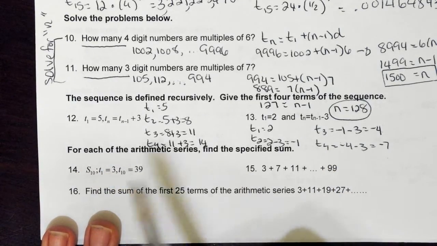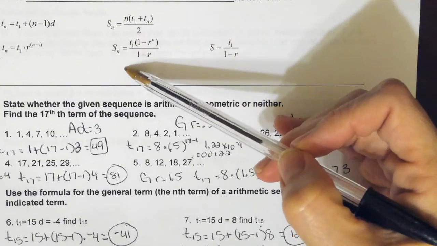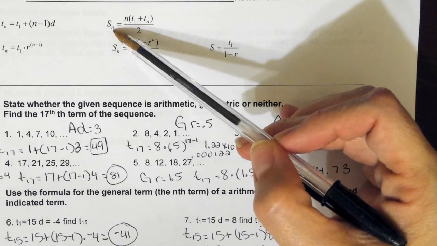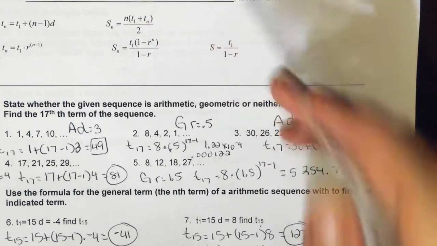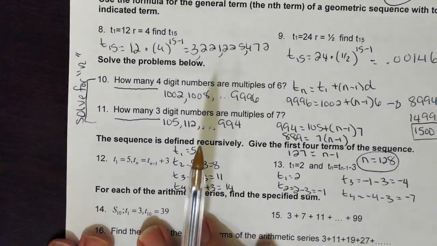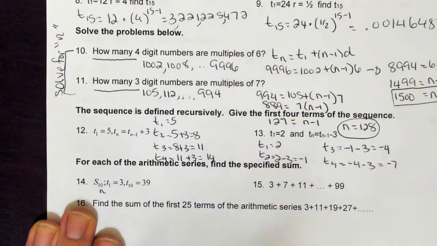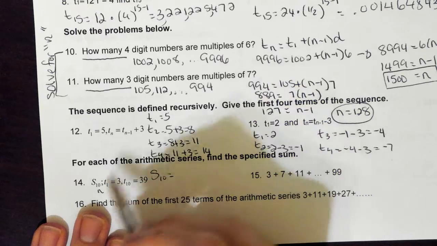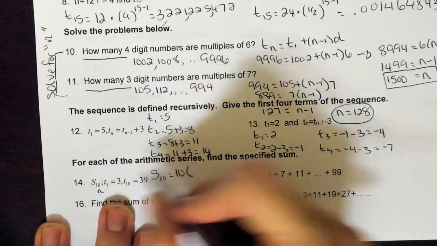On number 14 and 15, they are telling me it's an arithmetic series, and they want me to find the specified sum. So this time, I'm going to use my sum equations, and because it's arithmetic, I'm using this one right here. So the n represents the number of terms in the series, T1 represents the first term, Tn represents the last term, and then I divide by 2. Okay, so on 14, they want me to find the sum of the first 10 terms. So right there, that's your n. So my formula says to find the sum of the first 10 terms, the first thing I write down is my n. My n is the 10. Parentheses, your first term. My first term was 3. They told me right here.